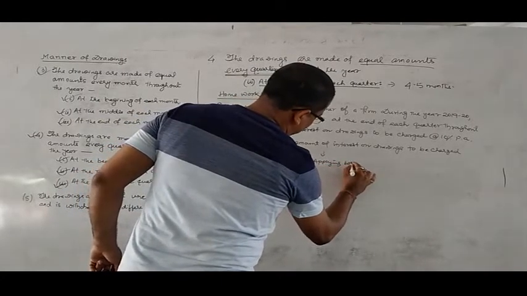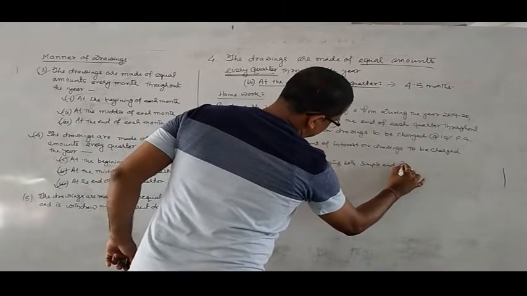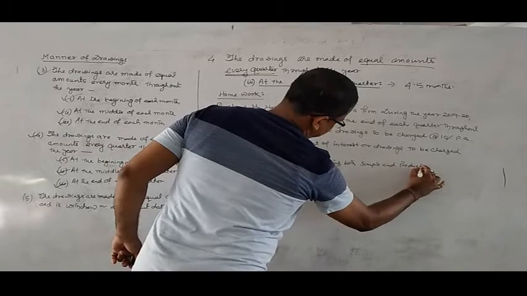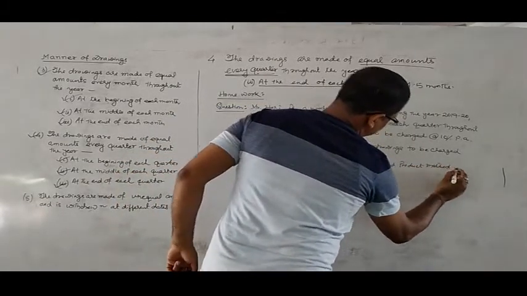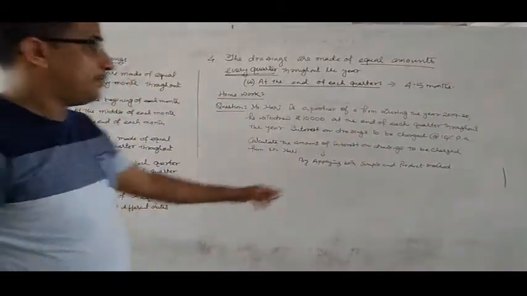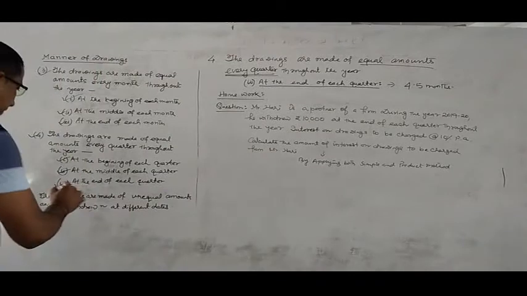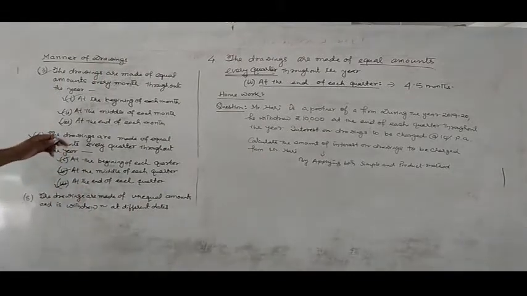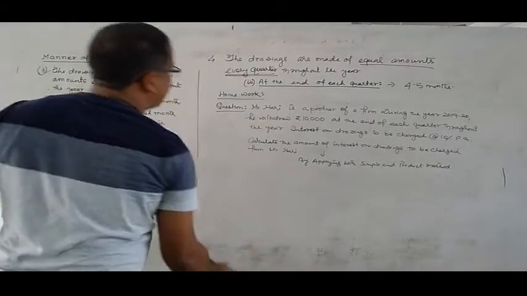By applying both simple and product method, apply the simple product equation to solve. This topic is finished, means the drawings are made of equal amounts every quarter throughout the year. Okay, now the last topic is where the drawings are made of unequal amounts.